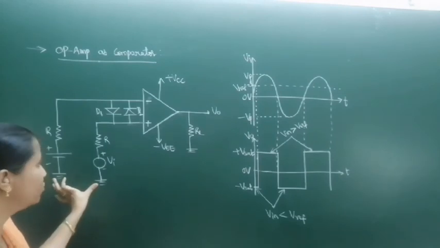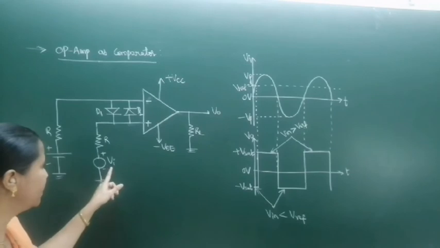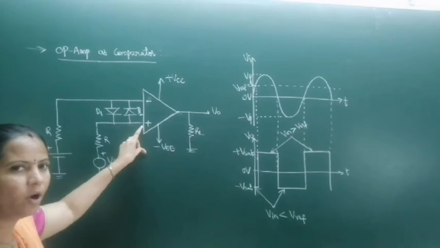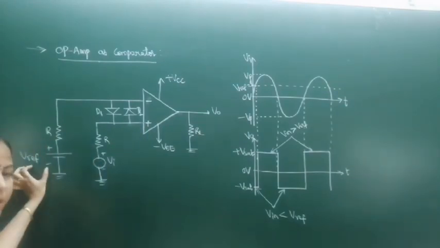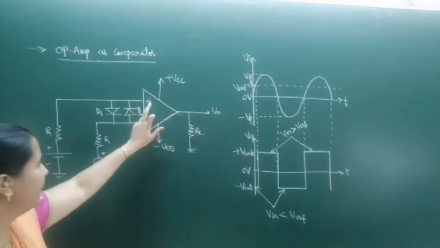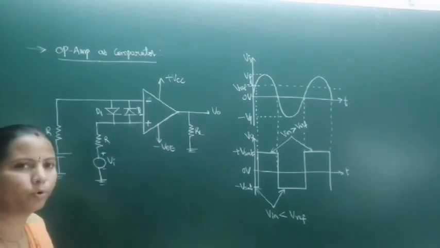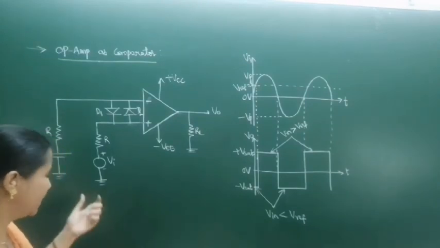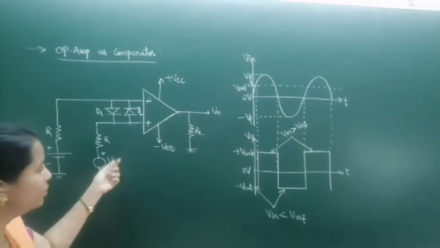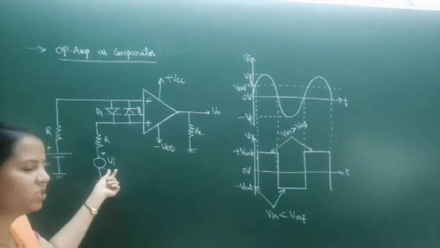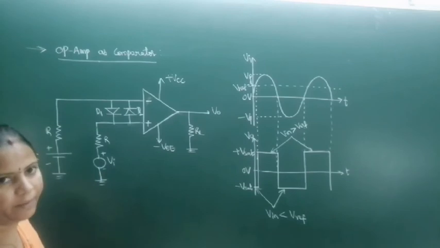That means here we are giving the two input signals. The first input signal is a time varying input signal Vi, connected to the non-inverting terminal of the operational amplifier, and the reference signal, V reference, a fixed DC signal, is connected to the inverting terminal of the operational amplifier. And here the two diodes are connected to protect the operational amplifier from excessive input voltage Vi.